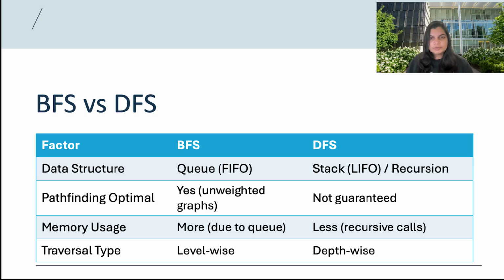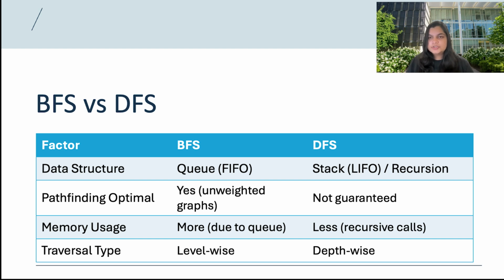Now that we have looked at both BFS and DFS, let's look at a few comparisons. In case of BFS, the data structure used is a queue, which follows the order of first in, first out. In case of DFS, it is either a stack, which follows last in, first out, or recursion. Pathfinding optimality is there in BFS when using unweighted graphs, whereas in DFS, it is not guaranteed.